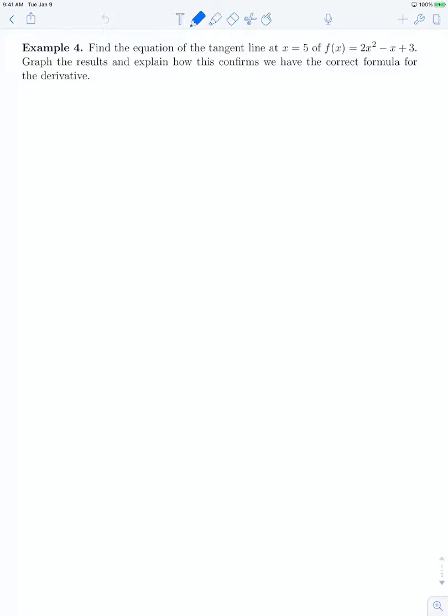Okay, in this example, we're going to do something a little bit new. We're going to use our rules for derivatives, but we're also going to see how that can get us the equation of a tangent line, and then how to graph that and see that the result is correct. So first of all, let me remind you that on your formula sheet, which I've copied and handed out to everybody, there is sort of a general formula or recipe, if you will, for the equation of a tangent line.